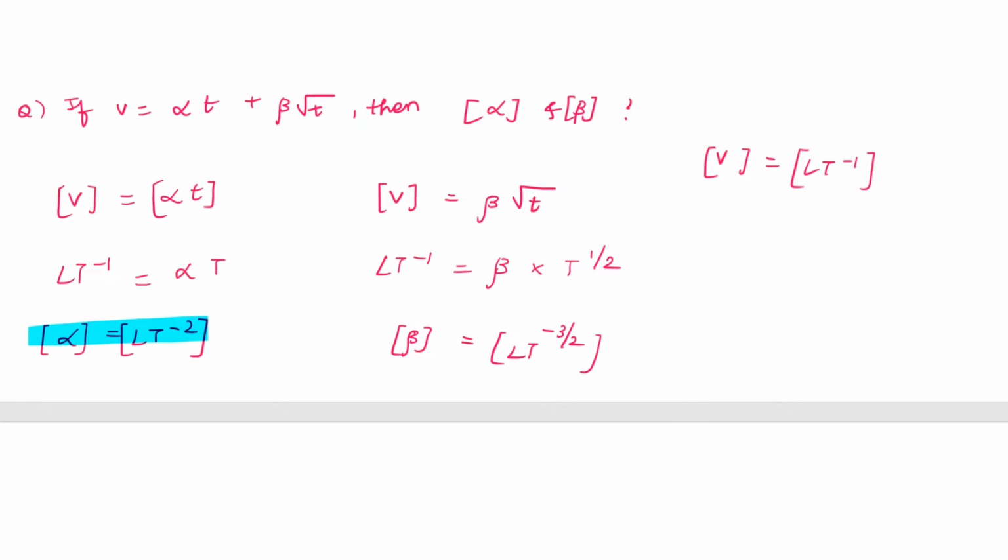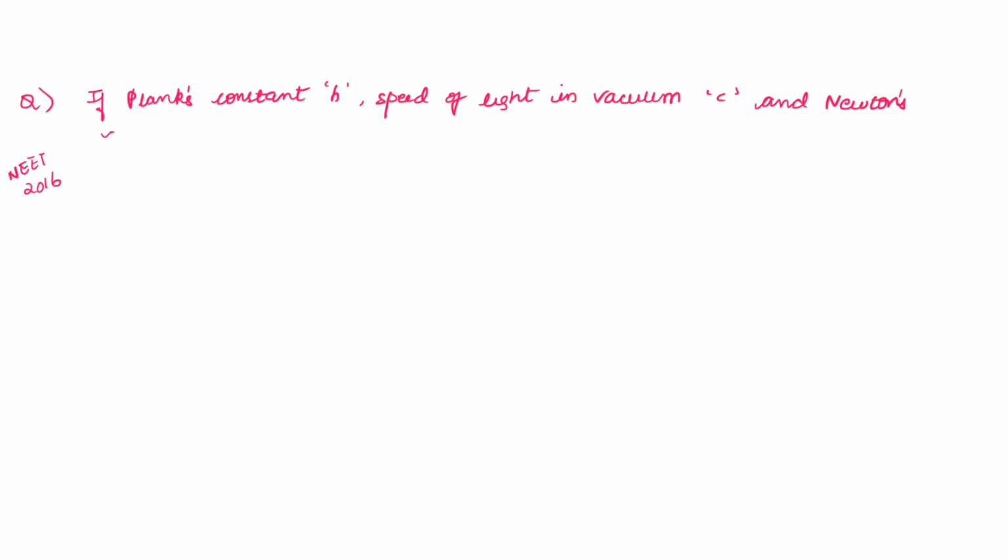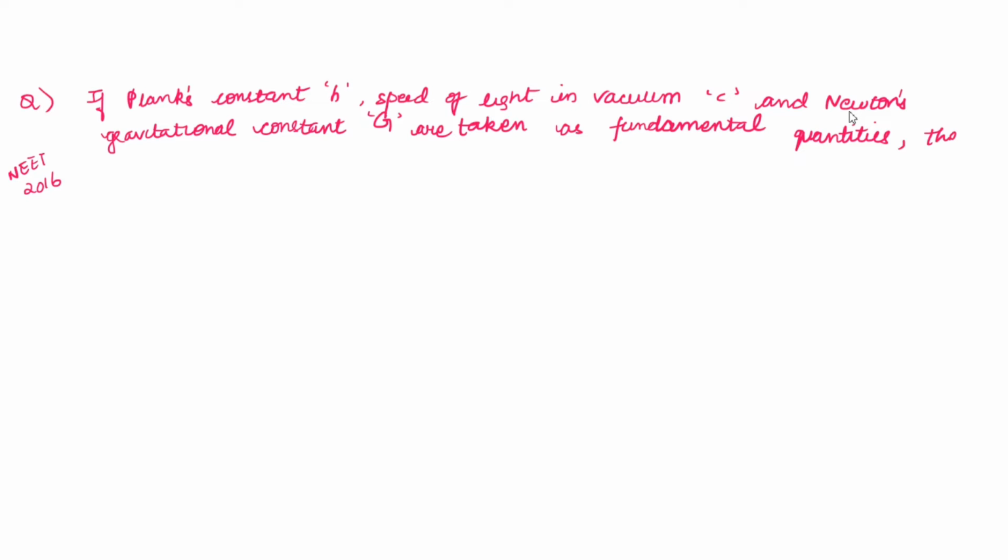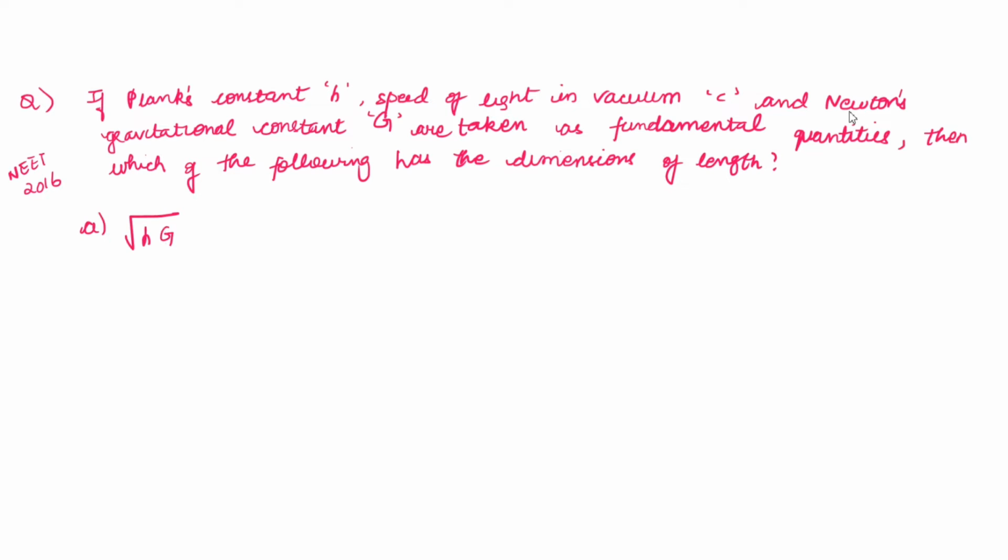Now let's look at the next question. This question was asked in NEET 2016. The question goes as: if Planck's constant h, speed of light in vacuum c and Newton's gravitational constant G are taken as fundamental quantities, then which of the following has the dimensions of length? So this is our question, and here are the options.